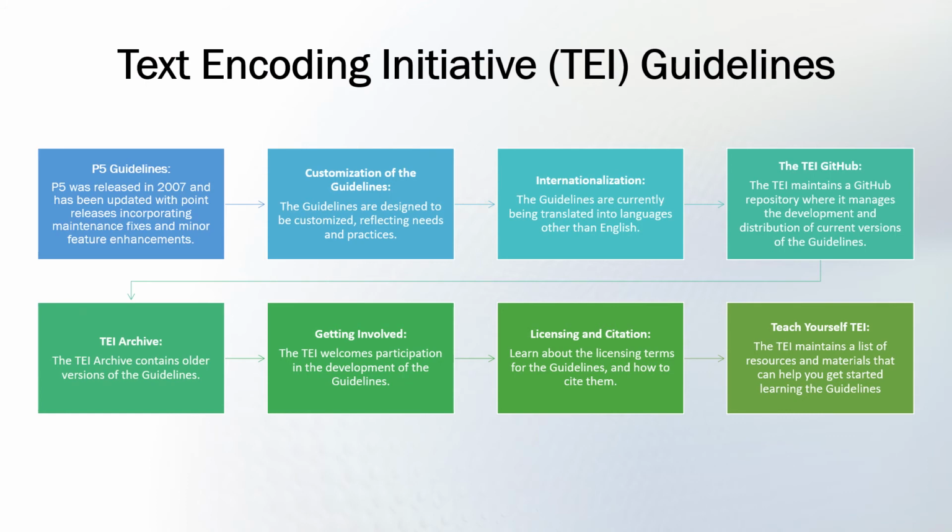The graph below shows each part of the TEI guidelines that you can learn more about from TEIC.org. It focuses on the P5 guidelines released in 2007. Customization of the guidelines reflects the needs and practices of users, and internationalization means they are being translated into various languages. The TEI GitHub and TEI archive make current and past versions of the guidelines available. It provides information on how to get involved, licensing and citation. Lastly, how to teach yourself TEI, which includes a list of resources and materials that can help you learn the guidelines.